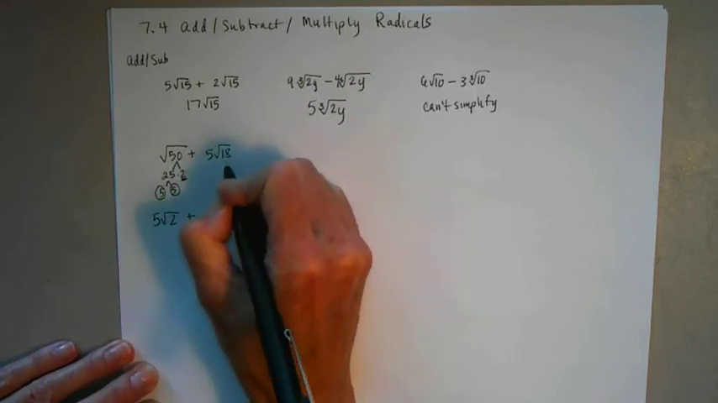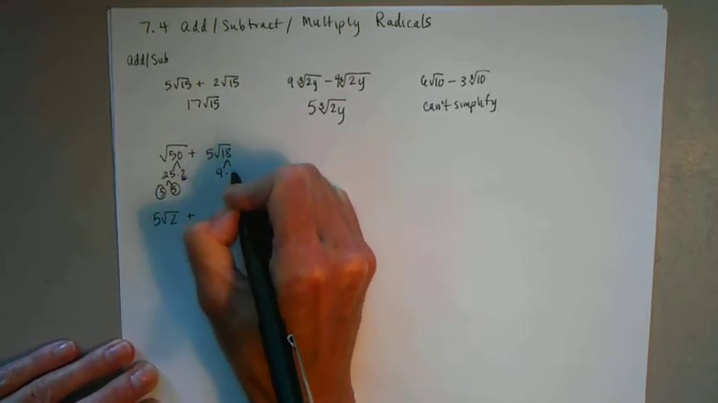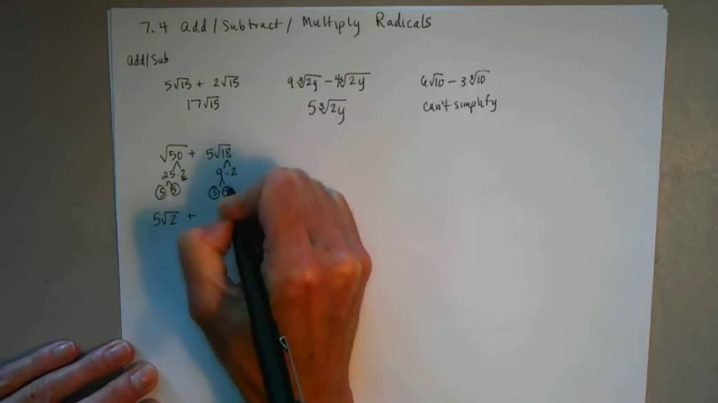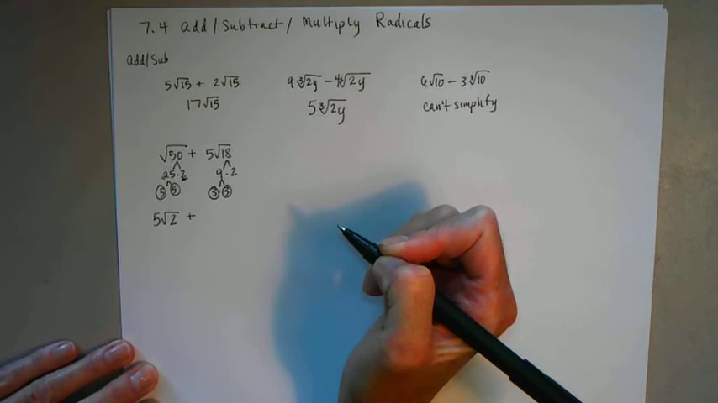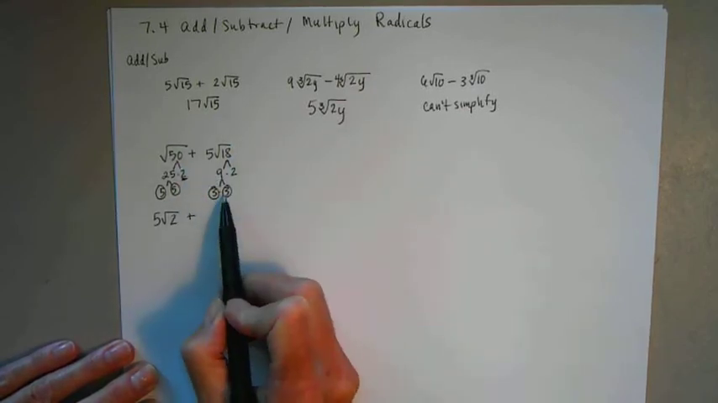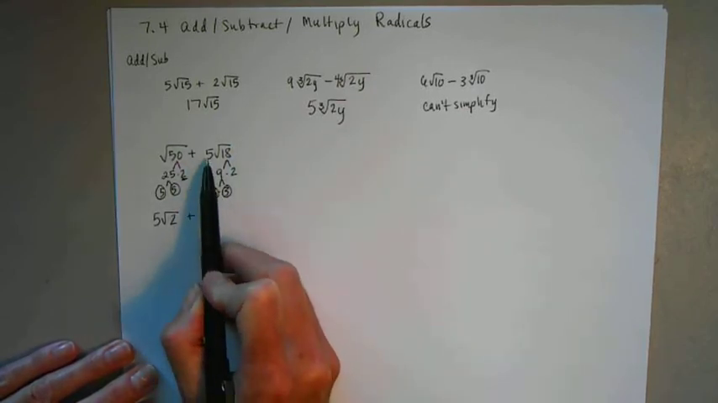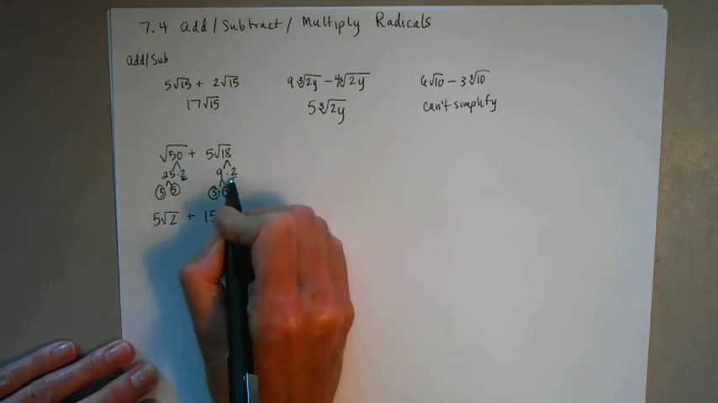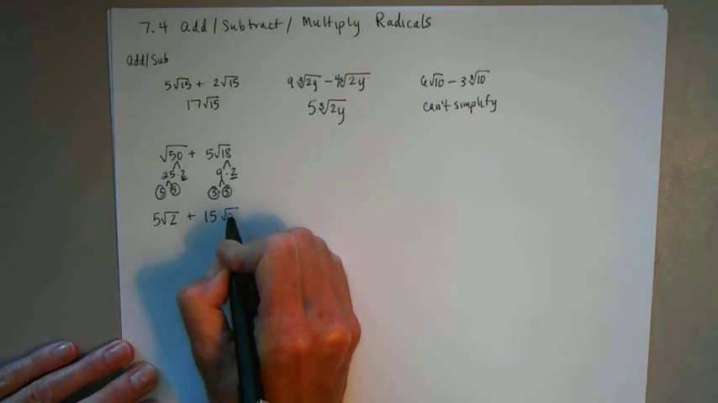Let's break down the 18. 9 times 2, which is 3 times 3. So once again, there are 2 3s, so I'll pull that out. And don't forget, if I pull the 3 out, and there's already a 5 there, they multiply, okay? And this 2 stays inside.